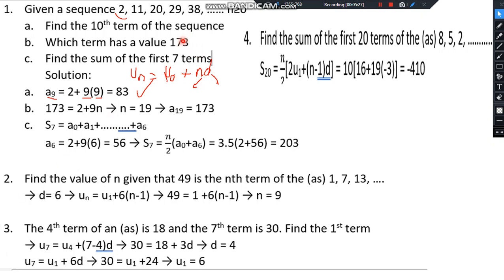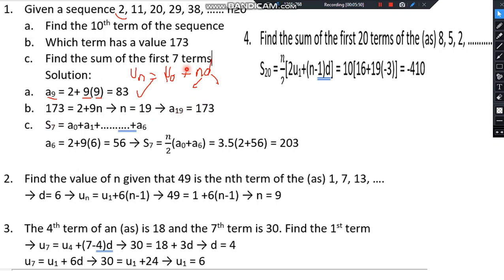It's 173. So in this case now, un is 173. The first term is 2. I want to find n, the position of the term, and d is 9. So 173 equals 2 plus 9n. So n is 19. A19 is 173. It means the 20th term because I'm starting by A0.